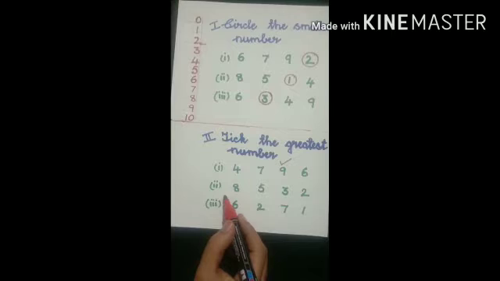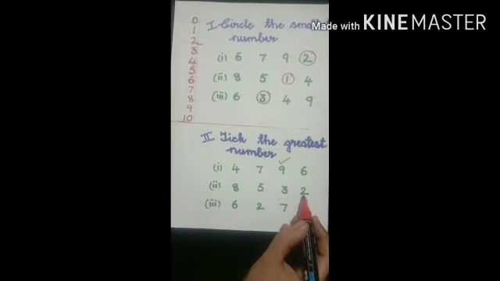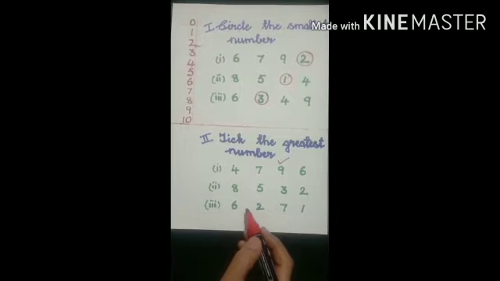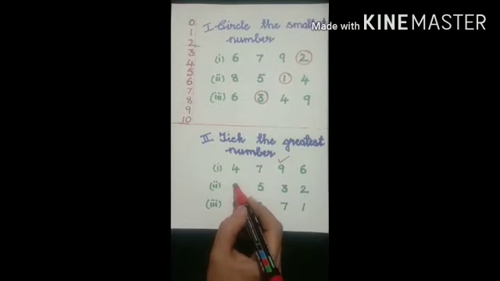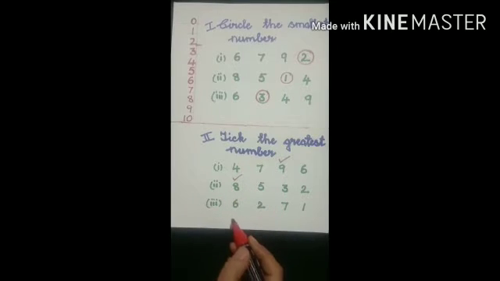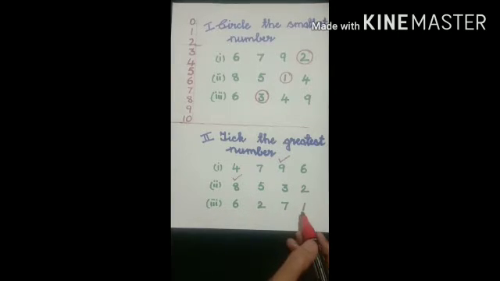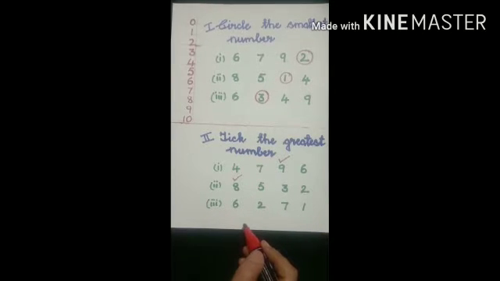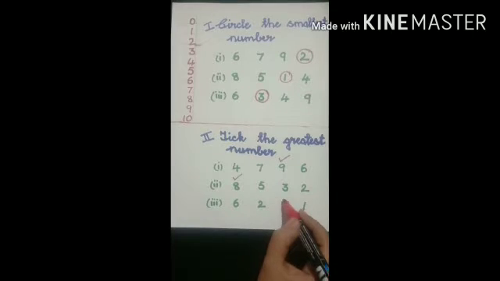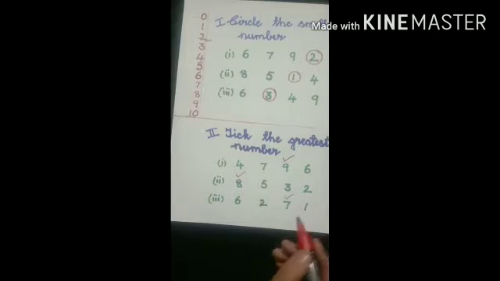Look at the next example. 8, 5, 3, 2. Which is the greatest number? Yes, you are right. 8 is the greatest number. Let's look at another example. 6, 2, 7, 1. Which is the greatest number? Wow! 7 is the greatest number.